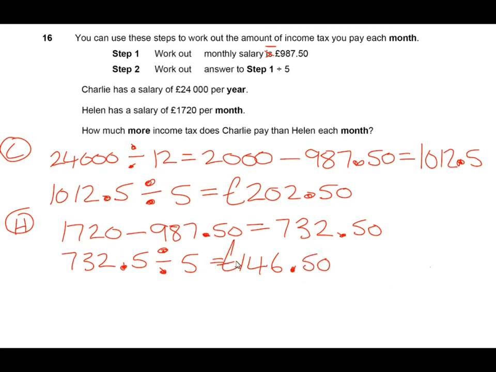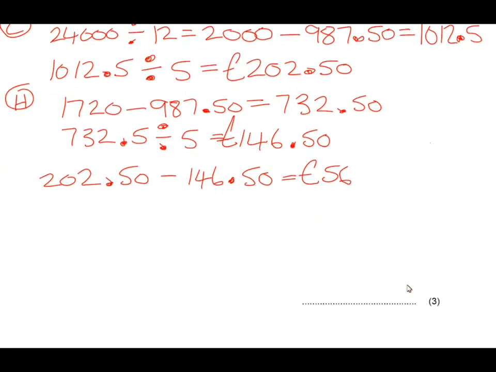So how much more does Charlie pay than Helen every month? So £202.50, take away £146.50, and that leaves us £56 difference. So on the answer line, £56 more. And that's the end of section B and the end of practice paper 2.